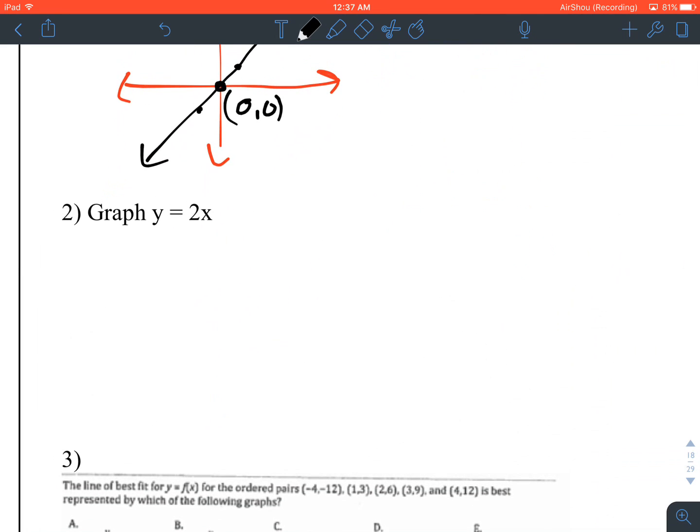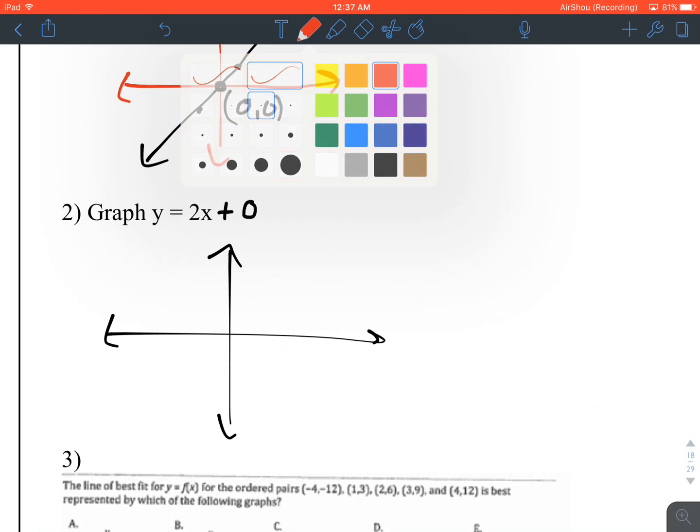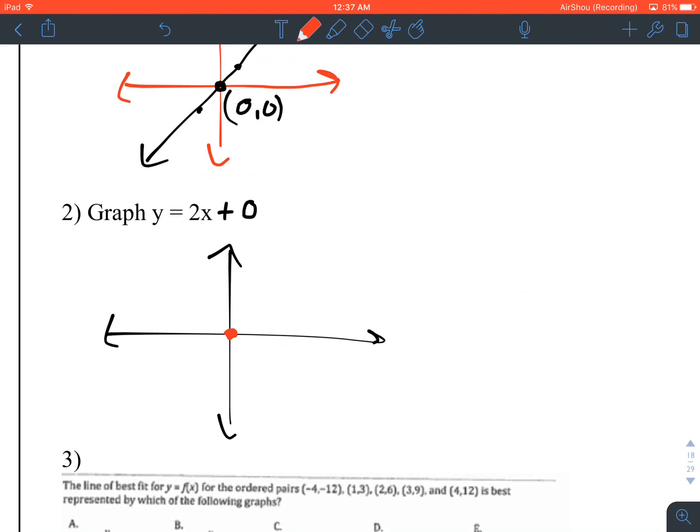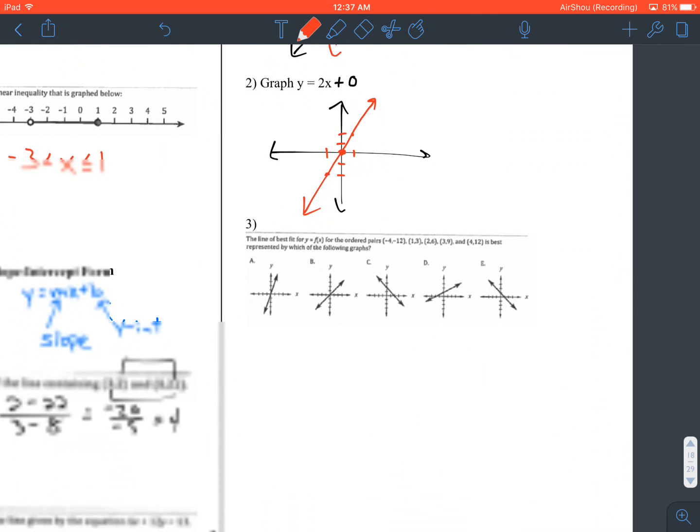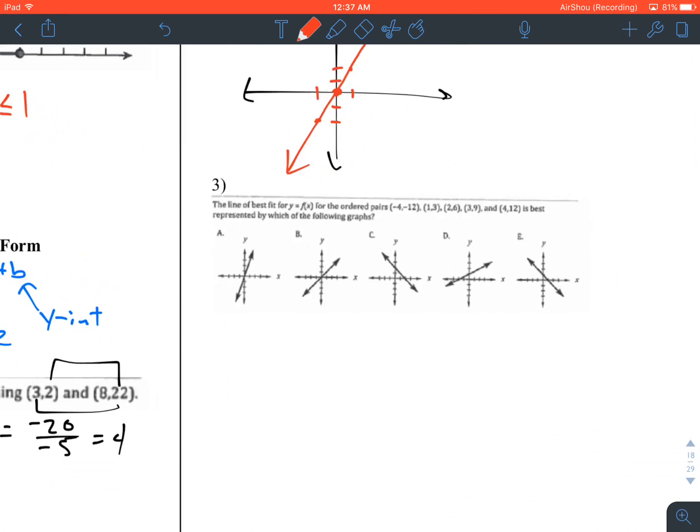Number 2, graph y equals 2x, which is the same as y equals 2x plus 0. Graph the y-intercept first. This one just happens to be 0 again. The slope will be up 2 to the right 1, or down 2 to the left 1. Missed. There's your line.